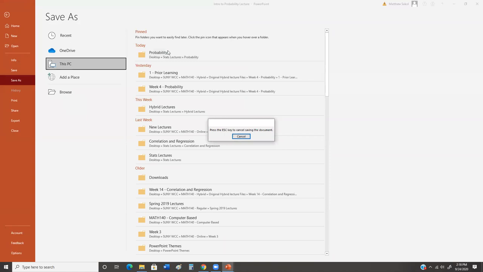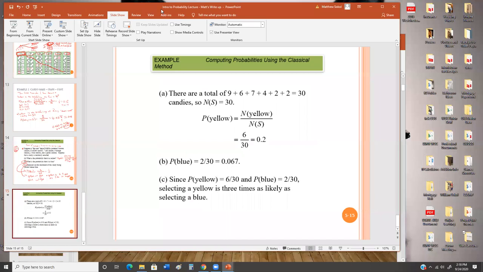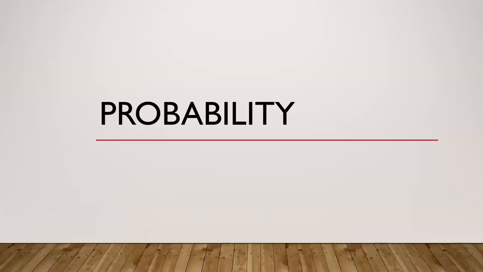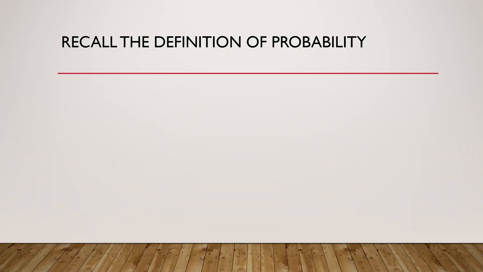But what I wanna do now is start the lecture on advanced rules of probability. So we're not going to be able to finish this whole slide, but I do want to get us started on it, okay? So let's just recall the definition of probability, okay? So the probability of any event E, just by the classical definition, is just the number of ways E can occur divided by the total number of outcomes.